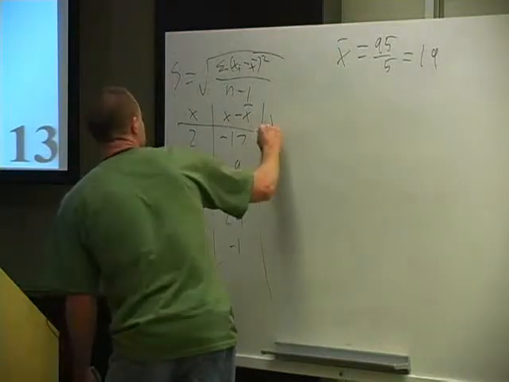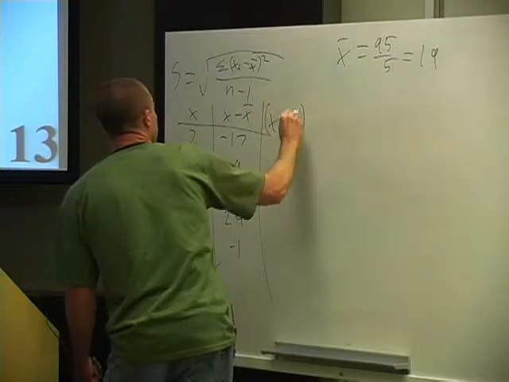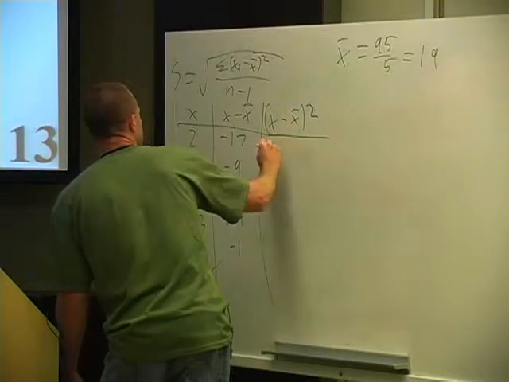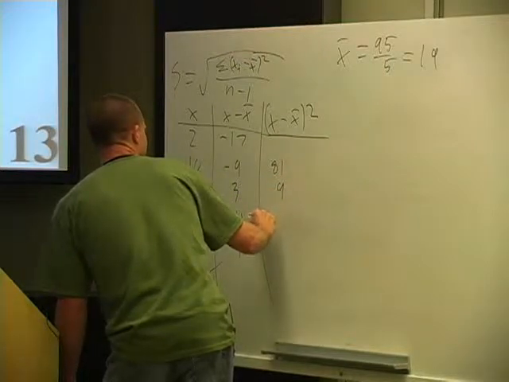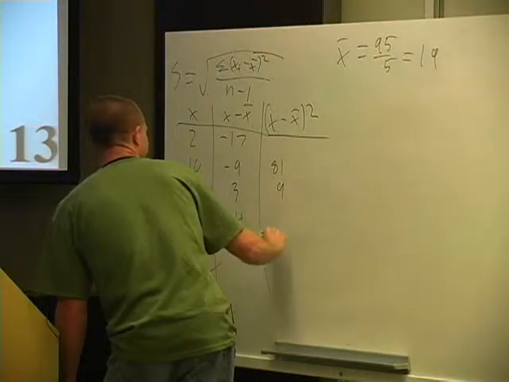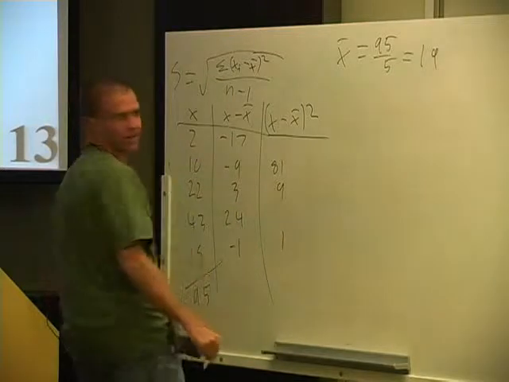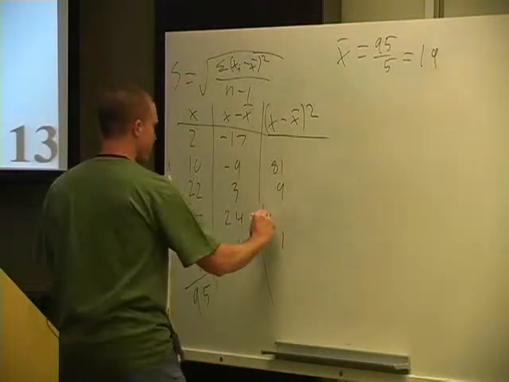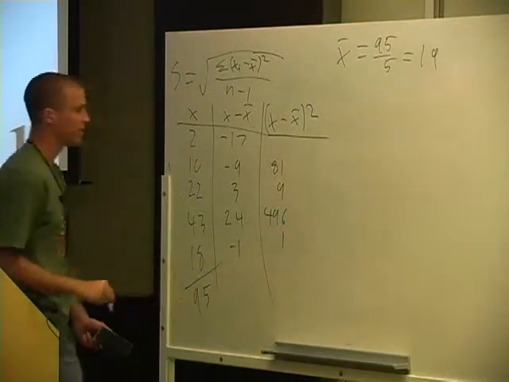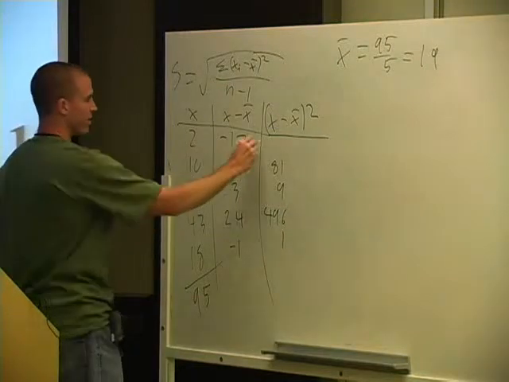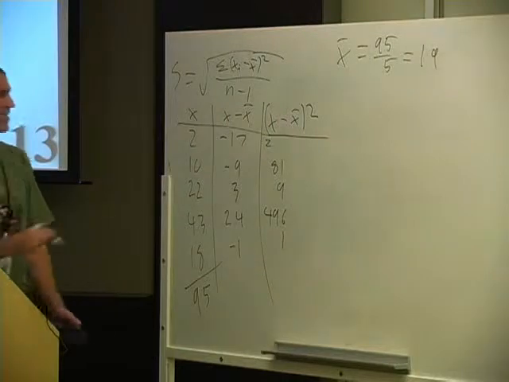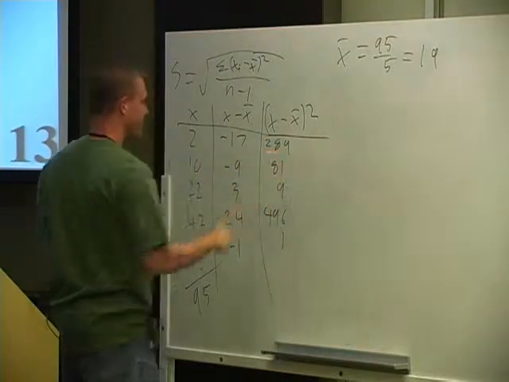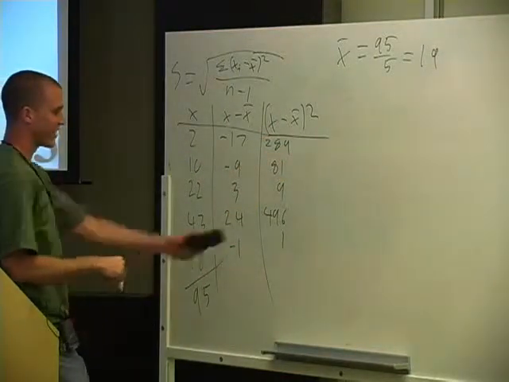Then I just square each of those. What's 17 squared? You don't know. 81, 9. What's 24 squared? We don't know. Wait, 24 is what? 496? What's 17 squared? 289. What's 24 squared? 496?